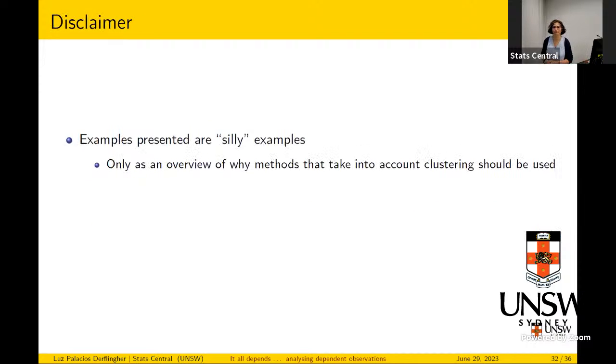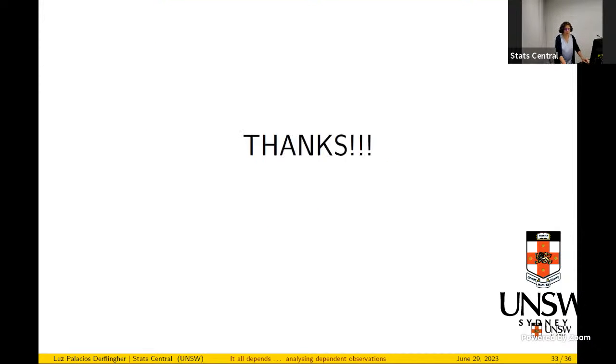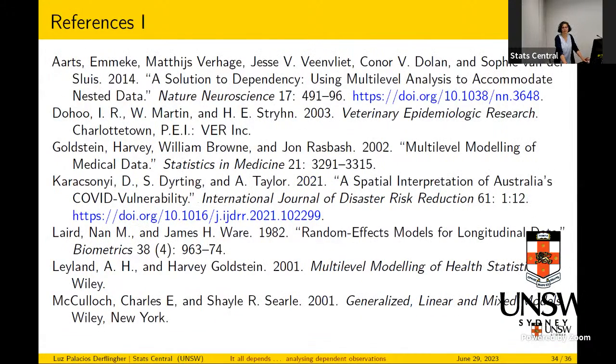Now, disclaimer, the examples here are very silly examples. I just took them from the web or simulated some data, but it's mainly an overview to show you that results can be different if you choose one method over the other. The assumptions needed for the methods were not mentioned, that's a different subject. Also, sample size was not discussed in the examples, but it's a big thing here. Thank you. It was short, and if you are interested in mixed effects models, there are some references there. Some are more technical than others, which are more applied.